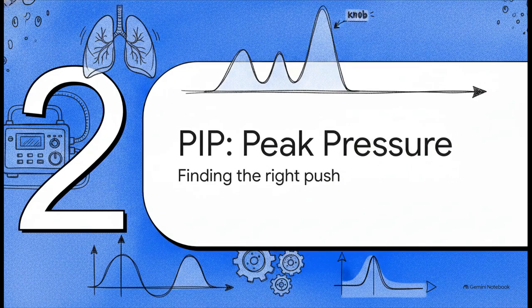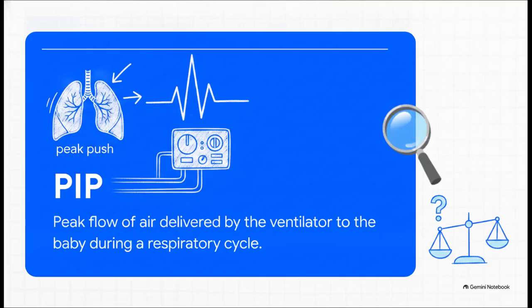Moving on to Section 2, PIP, or Peak Inspiratory Pressure. This is all about finding the right push, and it's frankly one of the most fundamental settings you'll interact with. So what exactly is PIP? Think of it as the peak push of air that the ventilator delivers into those tiny newborn lungs during each and every breath. It's the maximum pressure in a respiratory cycle.